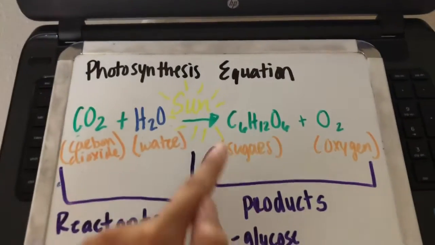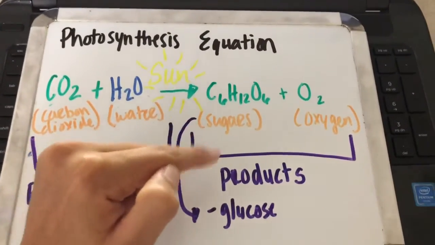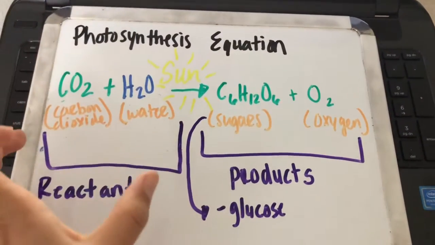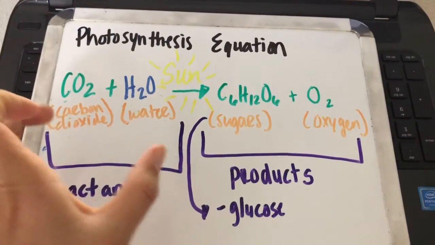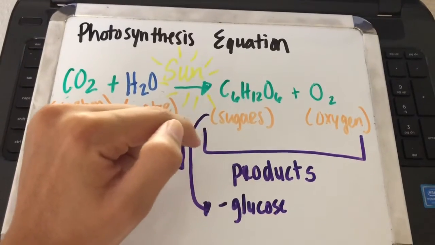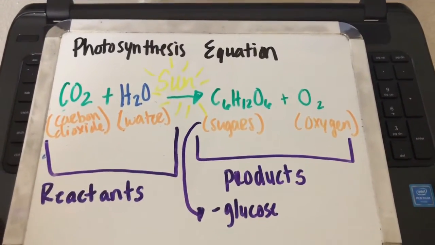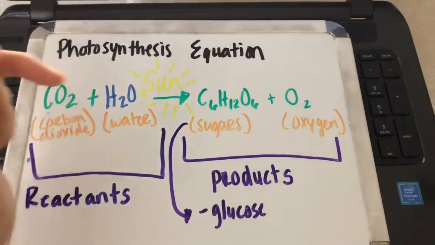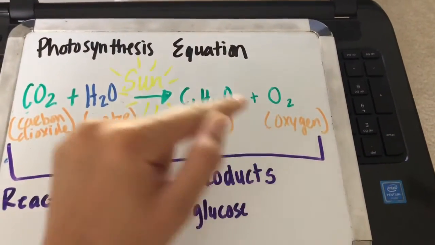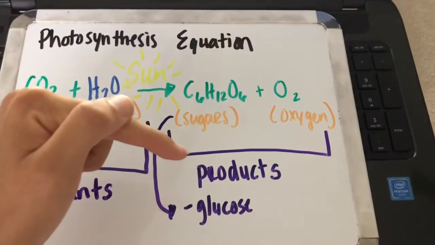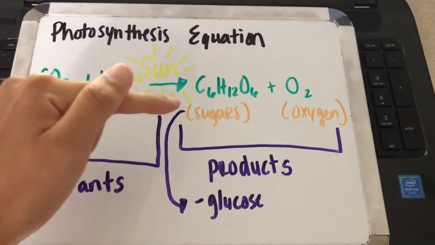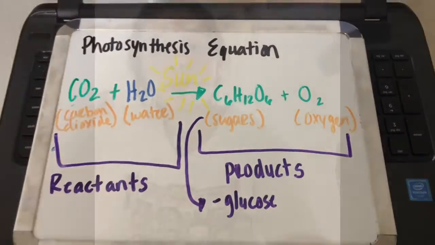And then on our right, once it goes through the stages of photosynthesis, it will create C6H12O6, which is the compound for sugar, also known as glucose. It also creates oxygen, O2. So these are our products. Once photosynthesis has occurred, it creates your glucose, and it also creates oxygen.